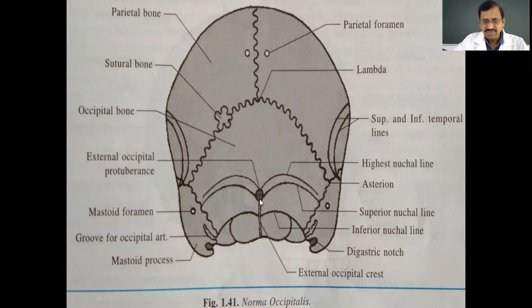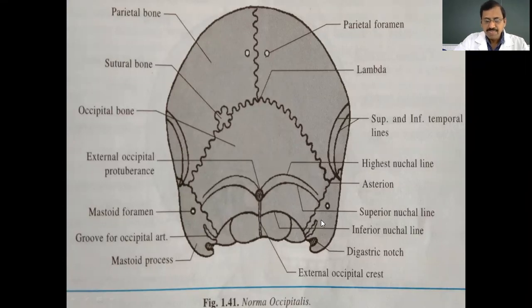At the middle point between the external occipital protuberance and the posterior margin of the foramen magnum, there is another line. This is called the inferior nuchal line. These are all the different parts. On both sides of the squamous part of the occipital bone, there are two more parts, called the mastoid parts of the occipital bone, and these are the two mastoid processes.